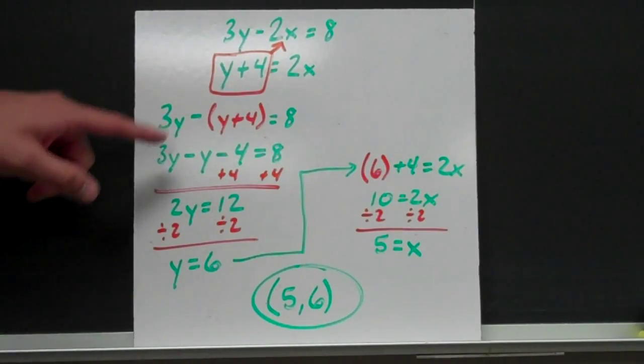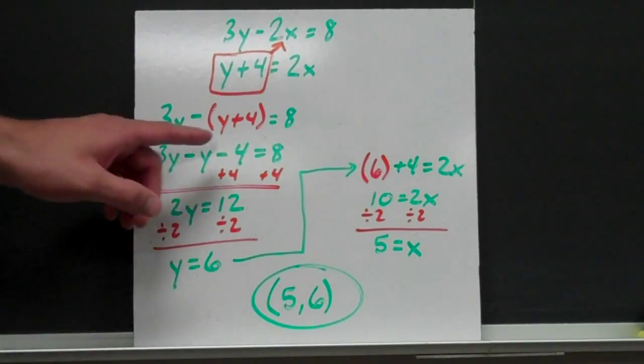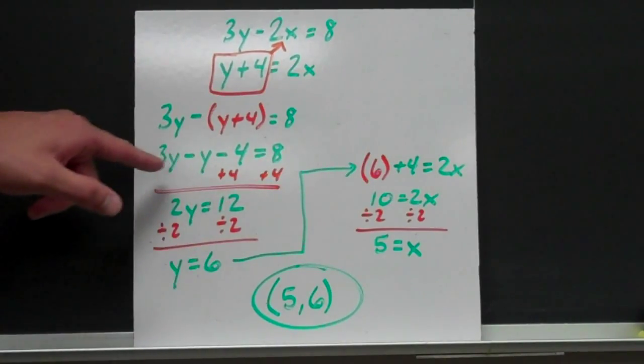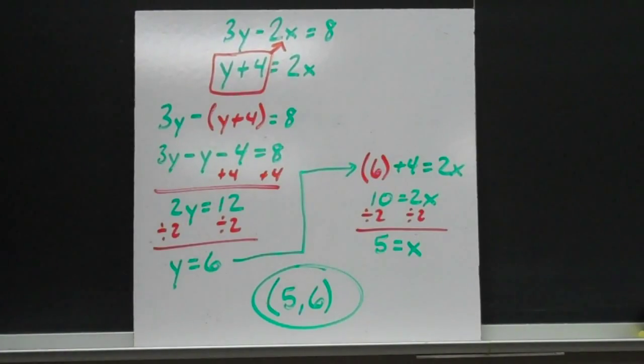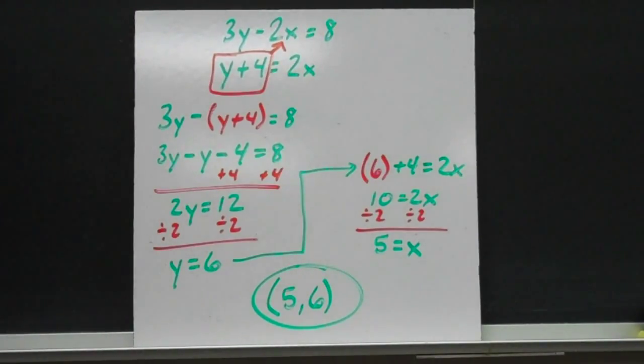Distribute the negative, we have 3y minus y minus 4 equals 8. Add 4 to 8 and we get 12. 3y minus y is 2y, so we have 2y equals 12. Divide both sides by 2 and y equals 6.